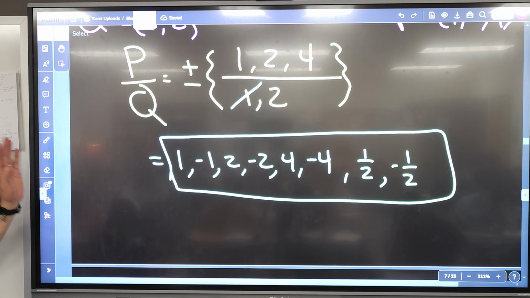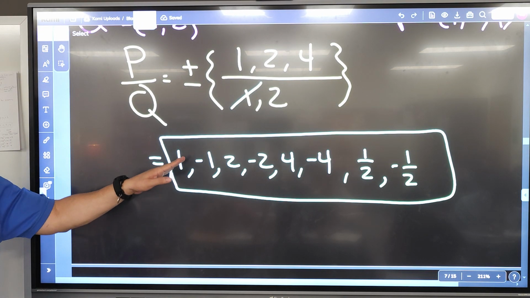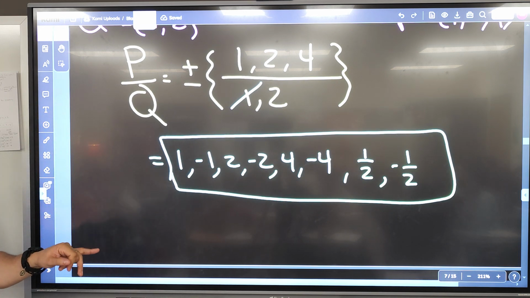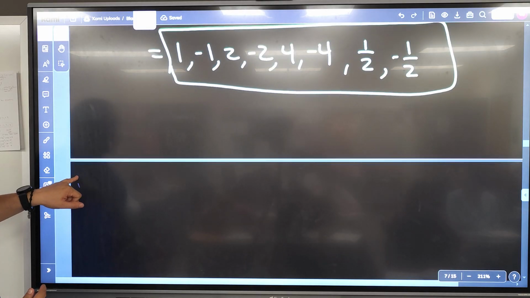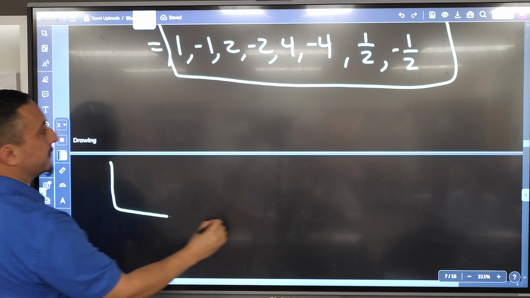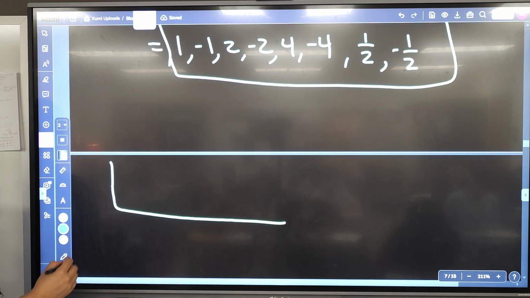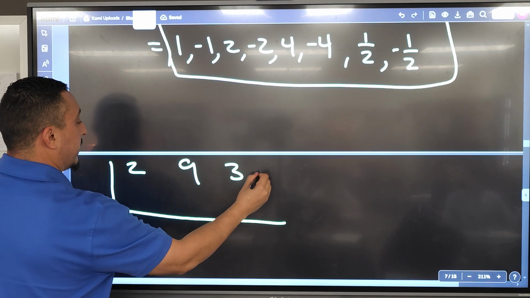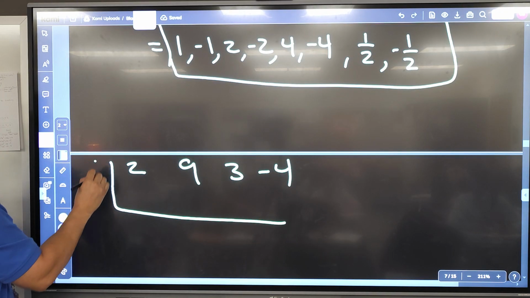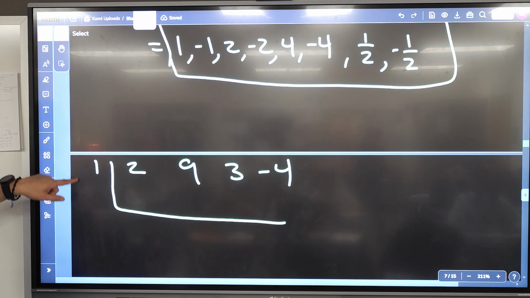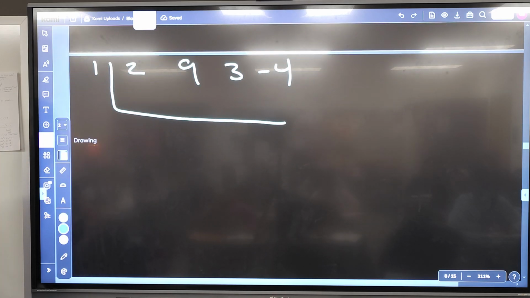But remember, we don't have to test all of them. Hopefully you get lucky in the beginning, and then we can extract the other roots faster. Okay. So let's try. I just like to start with 1. You can start with whatever. What was the problem? 2, 9, 3, negative 4. Start with 1. Is 1 a root? Whoever gets this first, let us know.